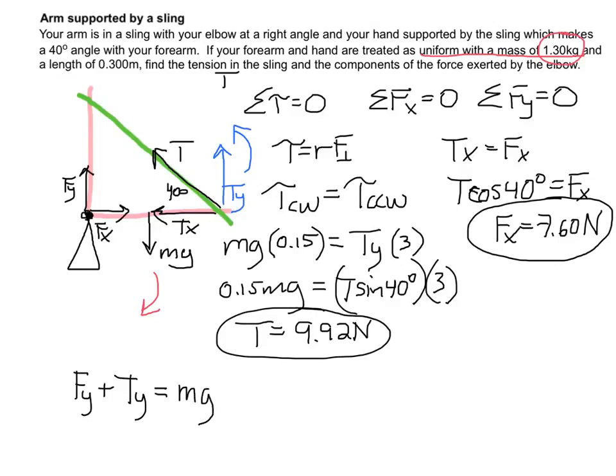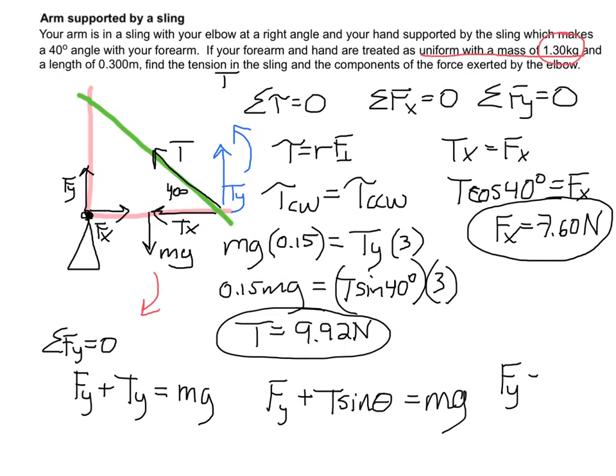Right? So the sum of the forces in the y direction has to be equal to 0. So what do we know here? Well, we don't know Fy, that's what we're looking for. But we can substitute for Ty, right? T times the sine of theta. We know those values. And we can set it equal to m and g, which we know. So we know everything here except for the unknown. So if you were to solve that out, you would find that Fy is equal to 6.38 newtons.